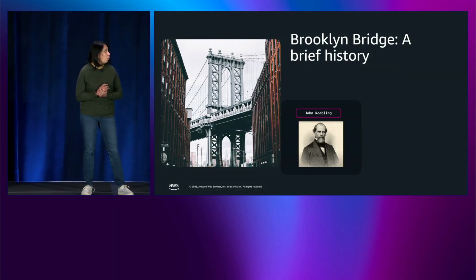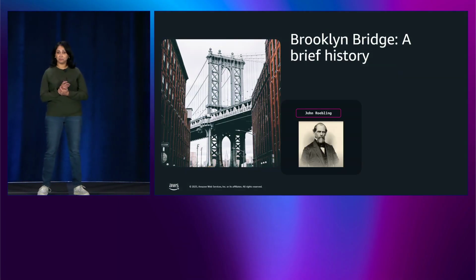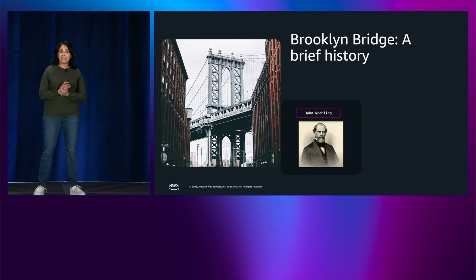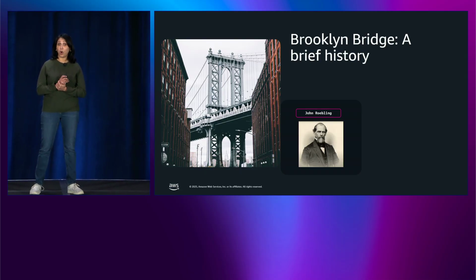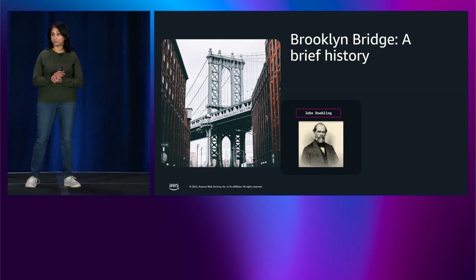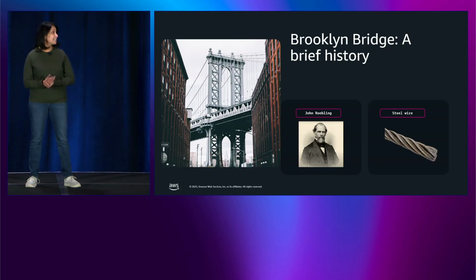Yet, one man, John Roebling, had a vision. He had a vision for a suspension bridge unlike one the world had ever seen. One that could transport thousands of people and carry tons of cargo every day. While the newspapers called it a fantasy, the idea persisted. And it led to the invention of the steel wire.